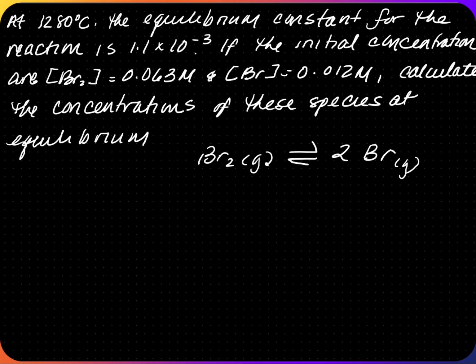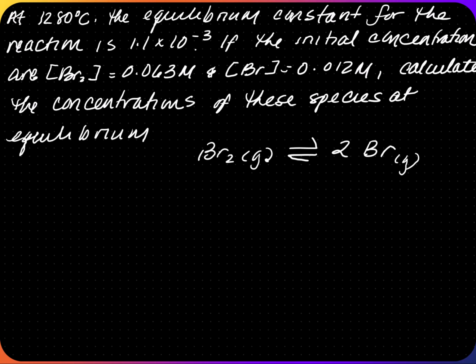Pause the video, try this problem on your own, and then check your answer. At 1280 degrees Celsius, the equilibrium constant for the reaction is 1.1 times 10 to the negative third. If the initial concentration of bromine is 0.063 molar and Br atom is equal to 0.012 molar, calculate the concentration of these species at equilibrium.